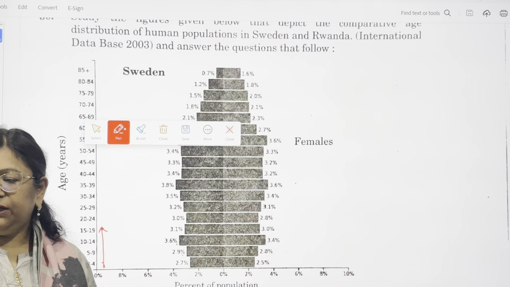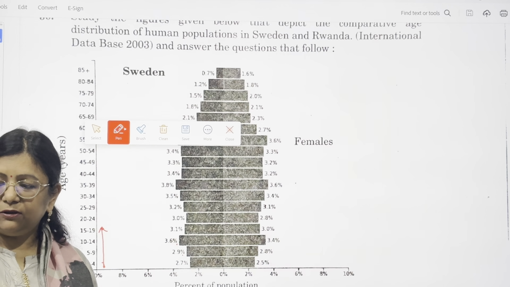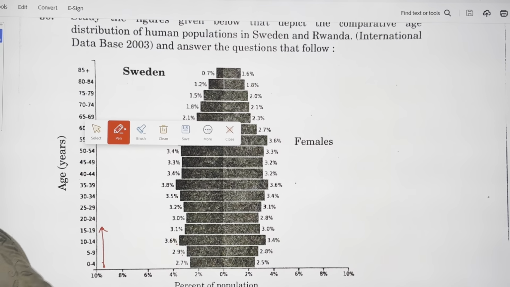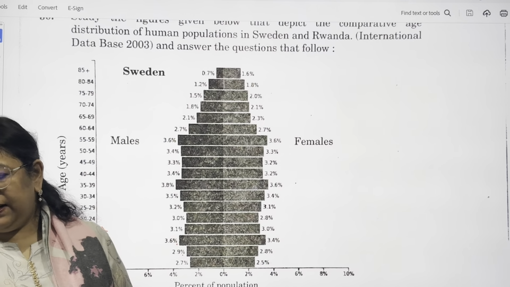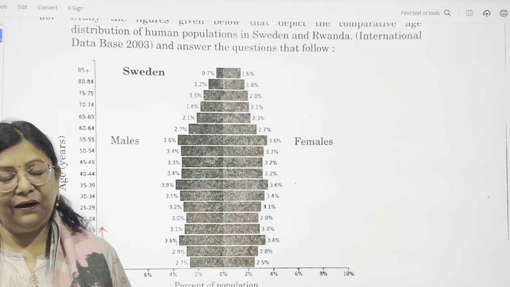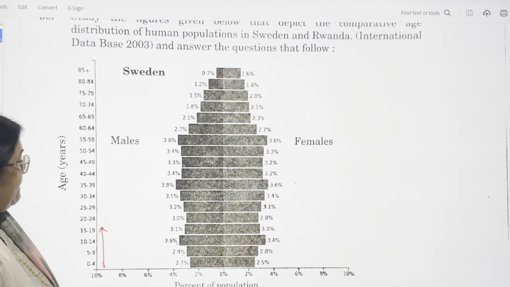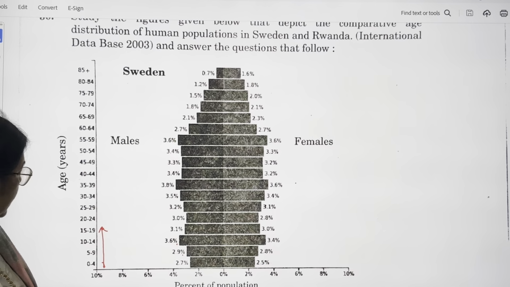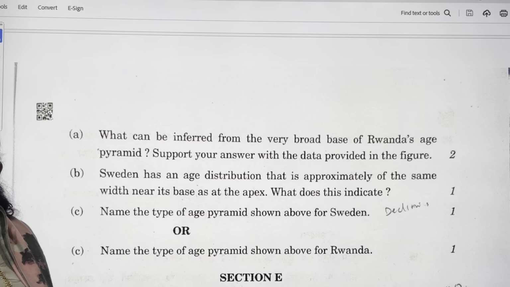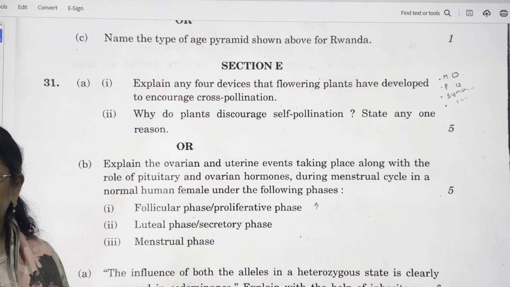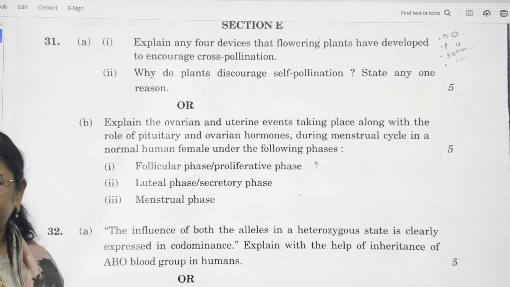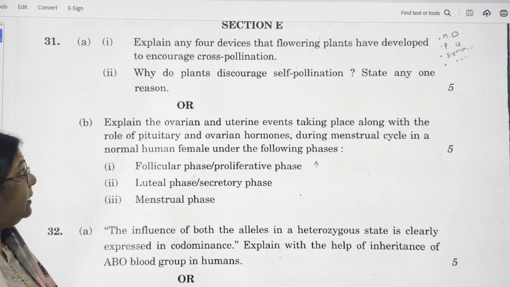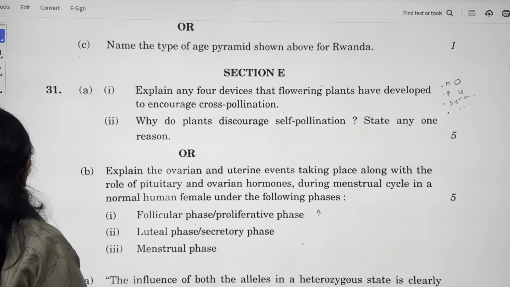C part, name the type of age pyramid shown above the Sweden. Now you know that for Sweden it is declining type and for Rwanda it is expanding type. Next question. So we have finished here section D. Section E. Explain any 4 devices that flowering plants have developed to encourage the cross-pollination.